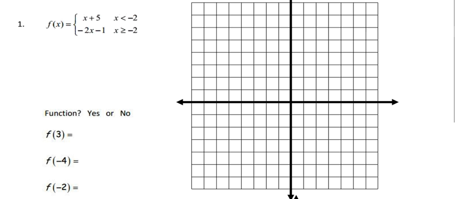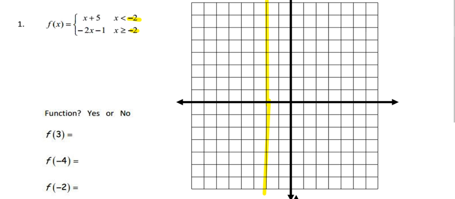So the very first thing I'm going to do is graph my restraints. In this particular problem, my restraint is negative 2 for both equations. So I'm going to go to negative 2 on the x-axis, and I'm just drawing a light line over the restraint so it helps guide you where you're going to actually graph it.